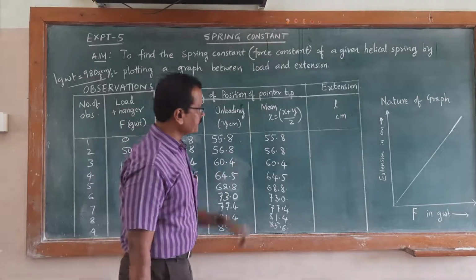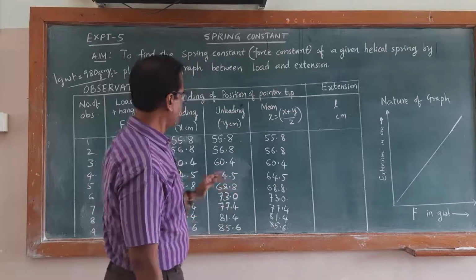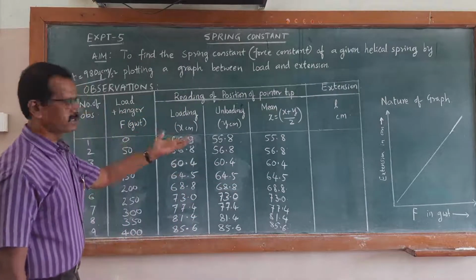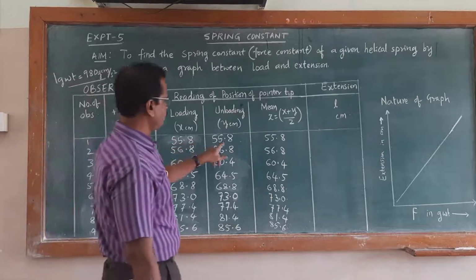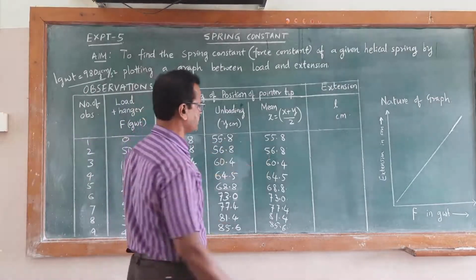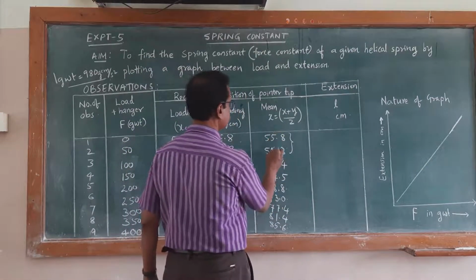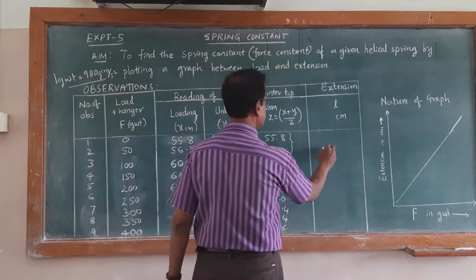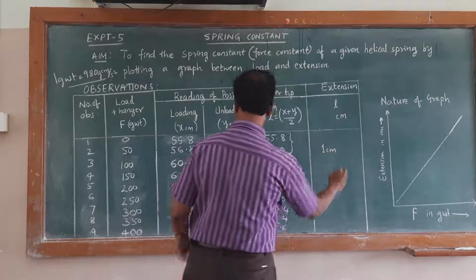Now how to calculate extension? Extension is calculated by taking the difference. Now for 0 there is no extension. So for 50 gram there is an extension from 55.8 to 56.8. This difference we have to take. So 56.8 minus 55.8, it becomes 1 centimeter. So this becomes the extension for 50 gram weight.